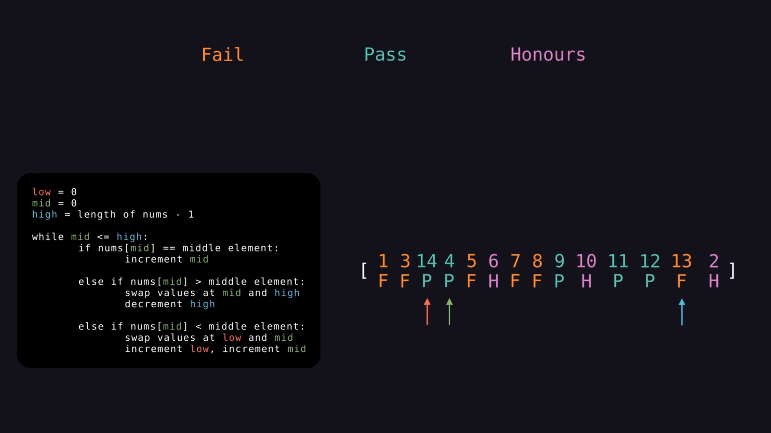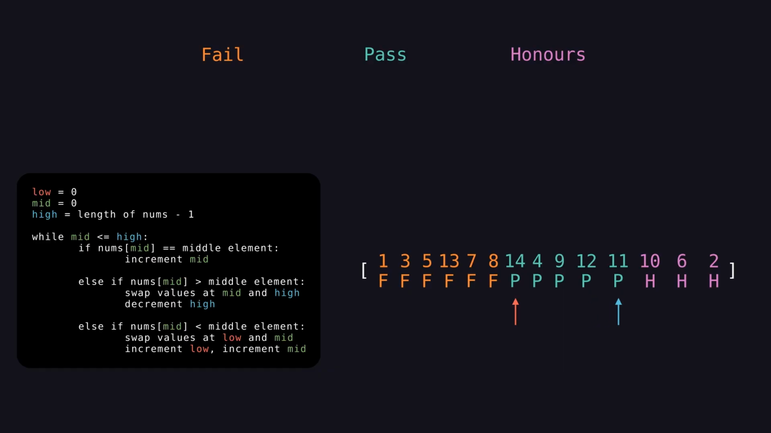This is our middle element, so increment mid. This is a failing grade, so swap with low and increment both. This is an honours grade, so swap with high and decrement high, and so on. And we are done when the mid and high pointers meet.